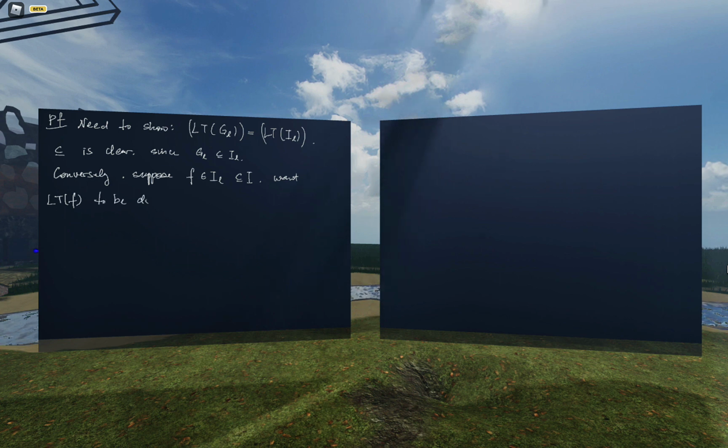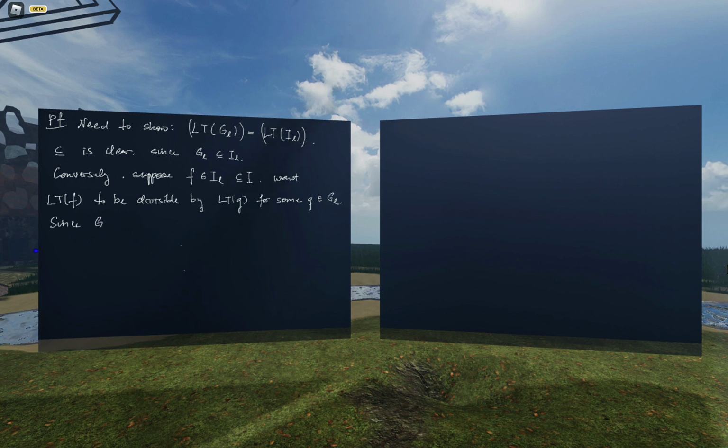To be divisible by LT(G) for some G in GL. Because if you've got monomial ideals to check whether one's in the other, you just have to check divisibility. So that's what we're doing. And we're going to use the fact that G is a Grobner basis, so we can always find some g to do this. We don't know whether it's in GL, but we can always find some g in G to do this. So we'll use that fact.